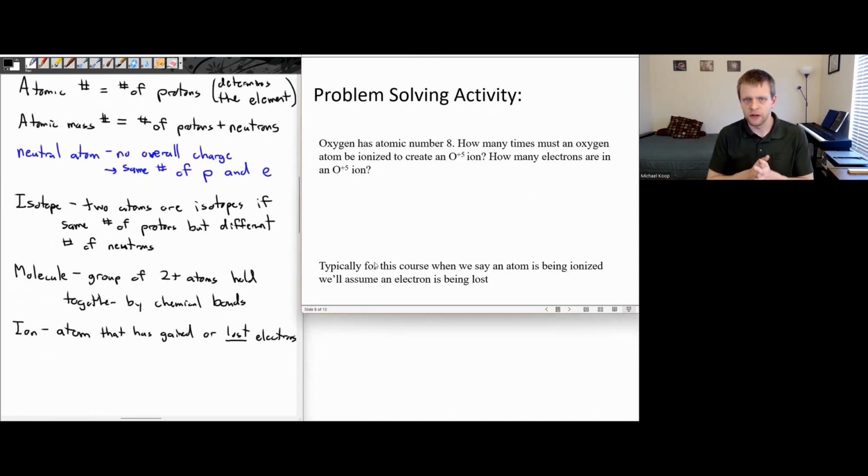So let's look at an example. Oxygen has an atomic number of 8. How many times must an oxygen atom be ionized? Again, we're assuming we're removing electrons. How many times must an oxygen atom be ionized to create an O+5 ion? And how many electrons would be left in there? So pause it and have a go at this.